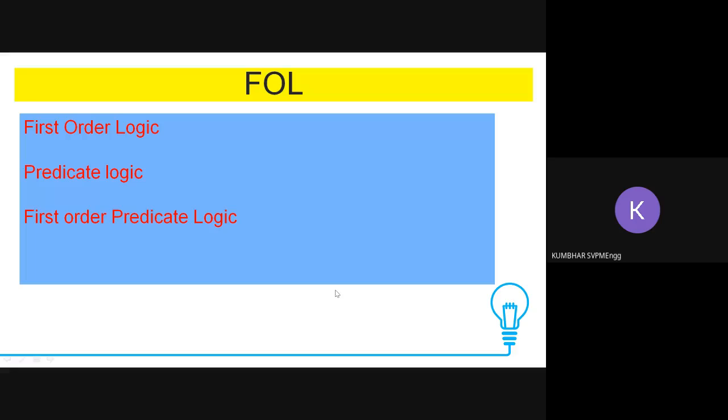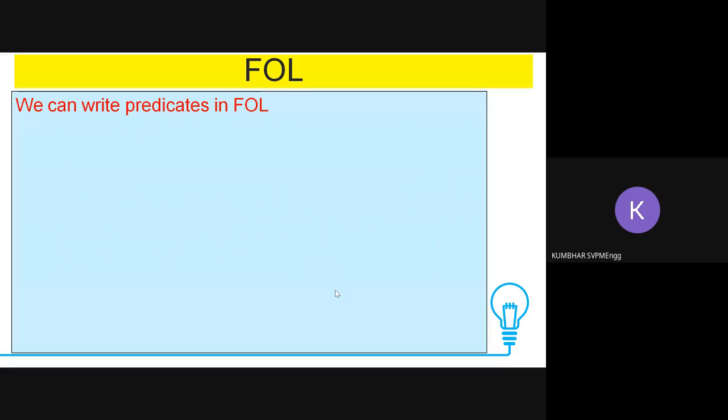So let's start with FOL. It is called first order logic. It is also called first order predicate logic or predicate logic because it predicts. We can bring prediction into programming, logic programming. So let's start with what it can do.